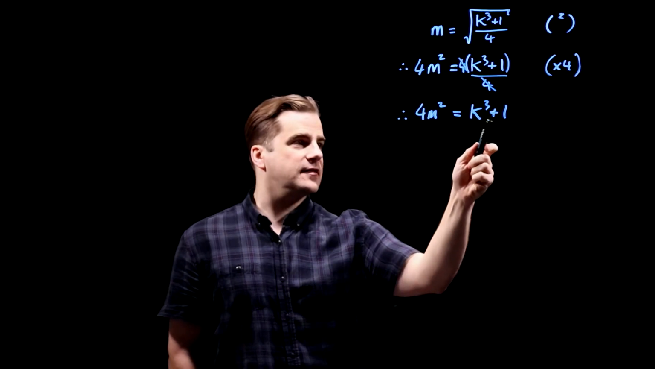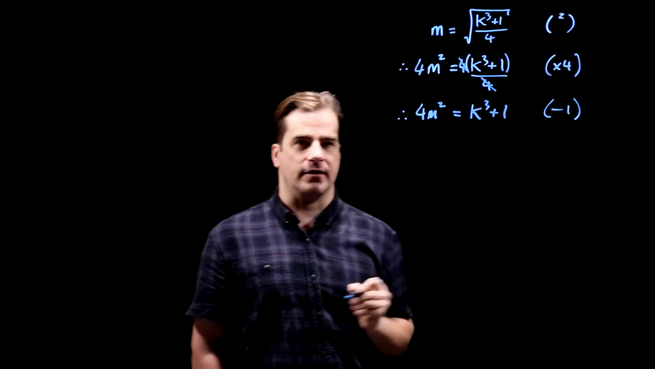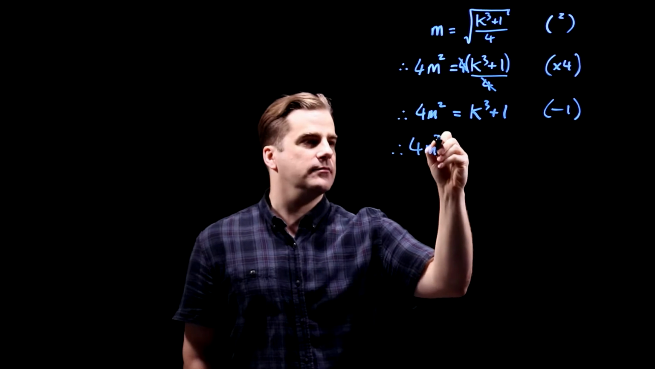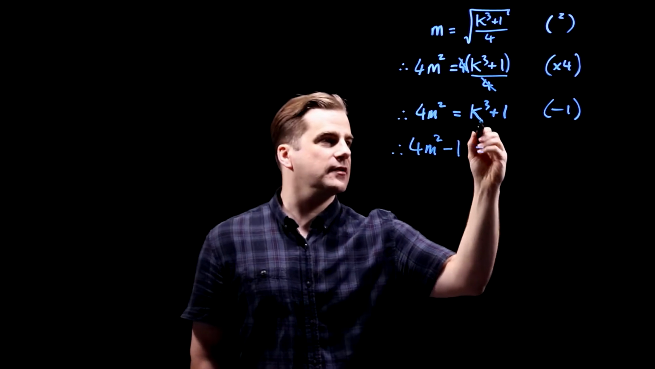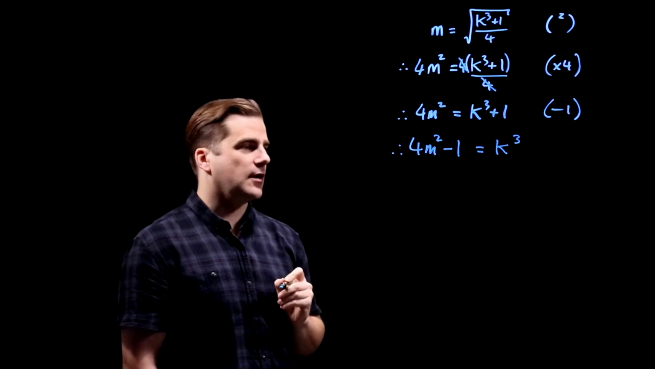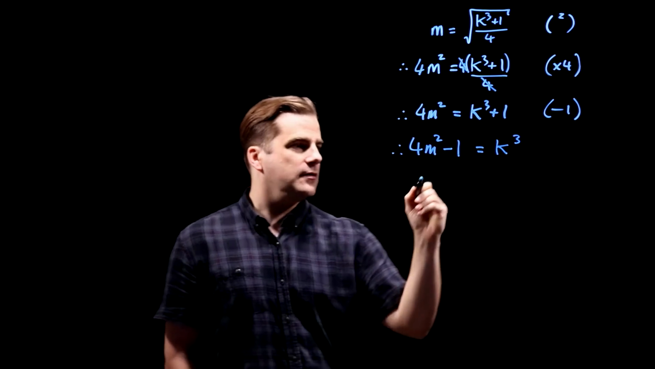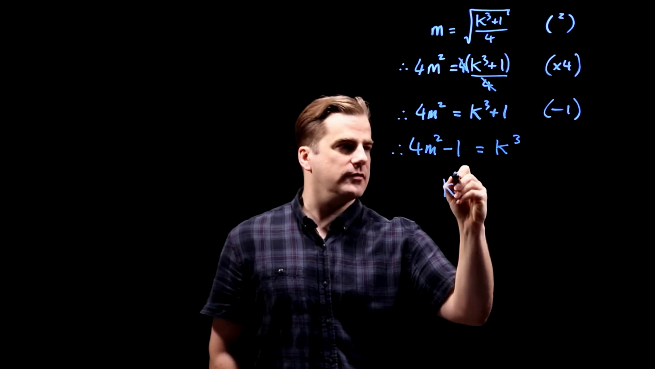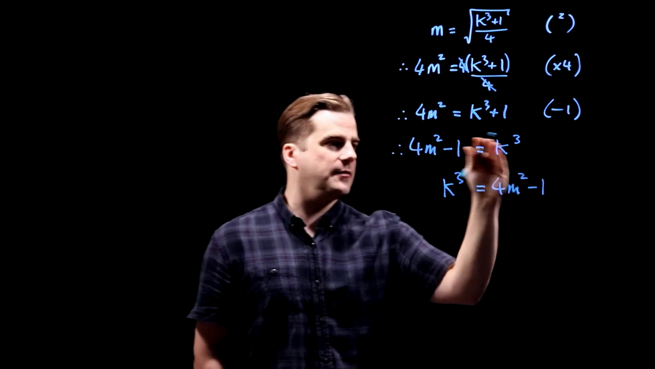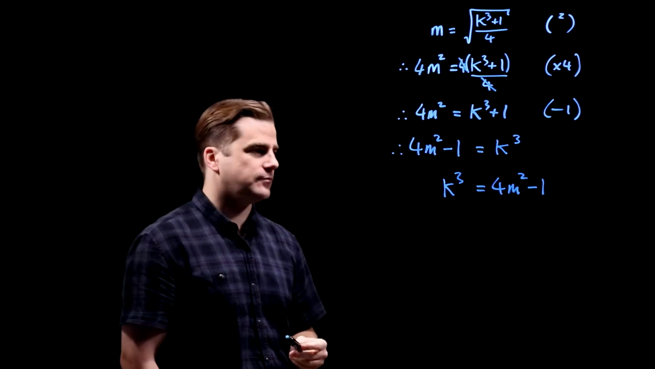Right, what next? Got to get the k by itself. There's still a 1 here. So let's get the 1 on the other side. We do that by subtracting 1 from both sides. Therefore, 4m squared minus 1 equals k cubed. Okay? Right, we're nearly there. I'm just going to swap both sides now and write it as k cubed equals 4m squared minus 1. Okay, same equation, I've just swapped the sides because we want it k equals something, the final answer.